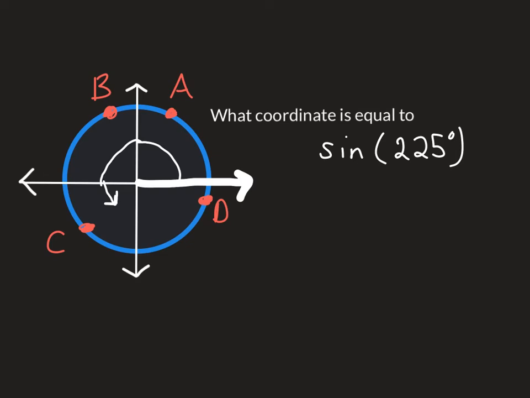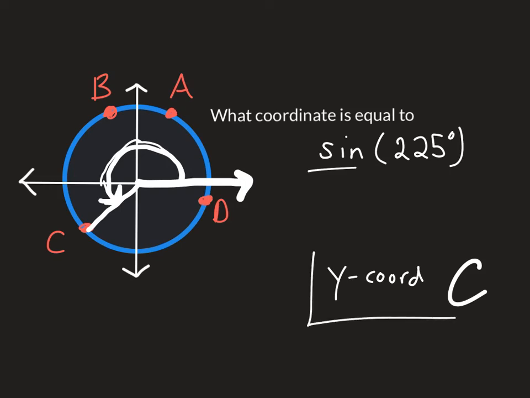So that looks like that's definitely going to correspond to point C. So if I go about that far, that's going to get me to point C. So I know I need something with point C. And then is it the x-coordinate or the y-coordinate? Well, sine refers to the y-coordinate here. So I know that this sine of 225 is referring to the y-coordinate of point C.